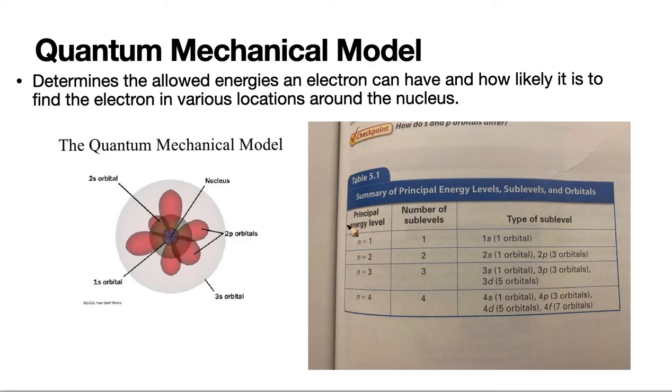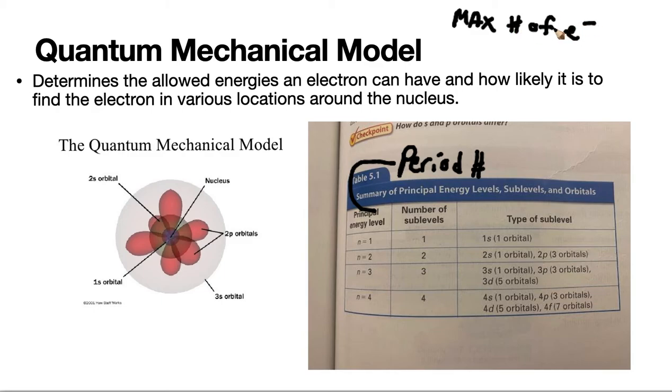One thing I do want to talk about, though, is the principal energy level. This is also equal to the period number on the periodic table. So, if you have n equals 1, your element is in the first period. N equals 2, second period, and so forth. Now, if you want to find the maximum number of electrons in a principal energy level, you need to use the following equation.